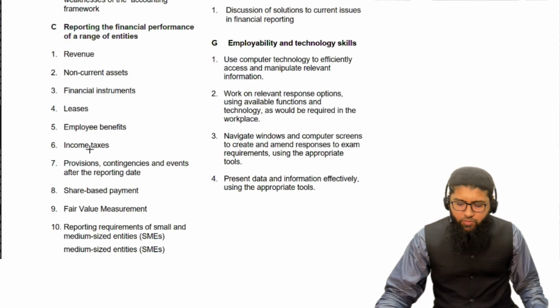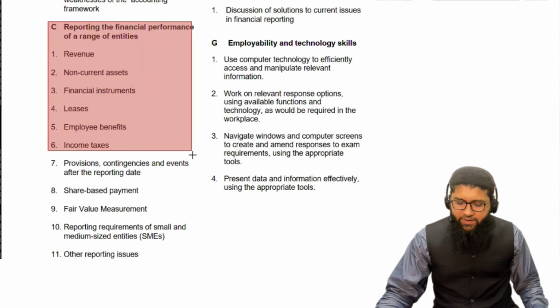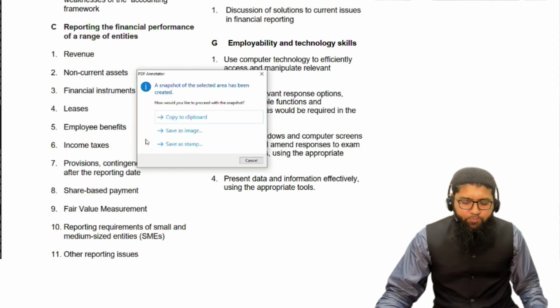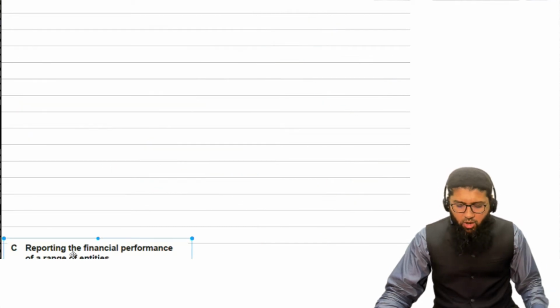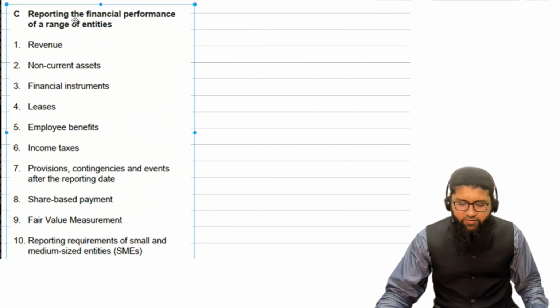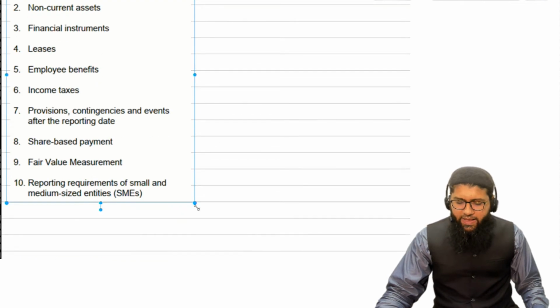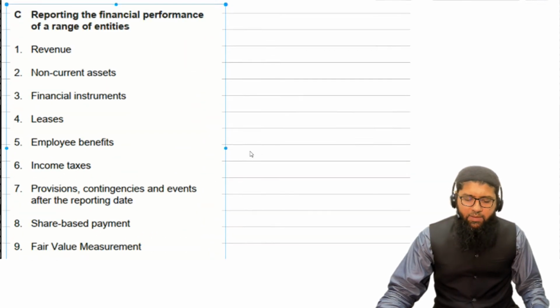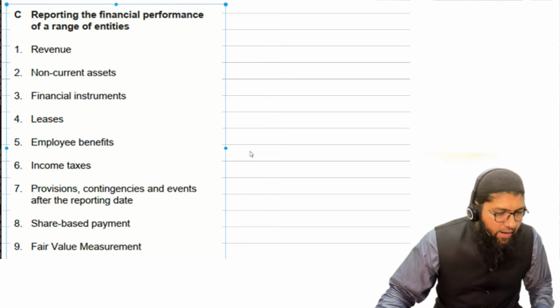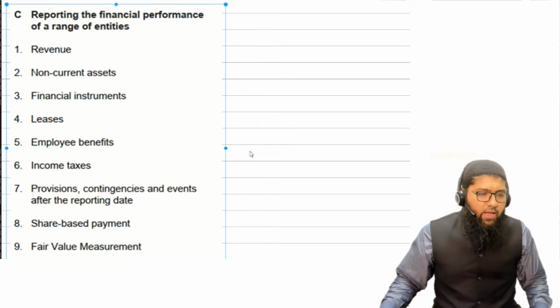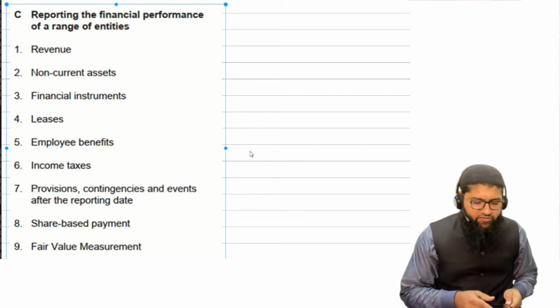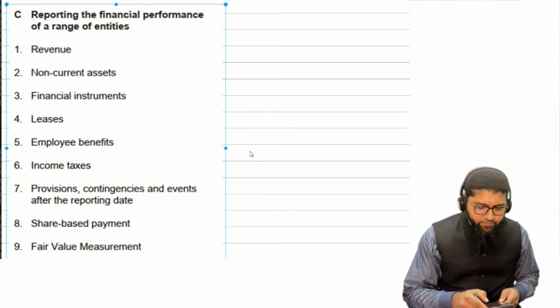Now you've got the other area, which is reporting the financial performance of a range of entities. This area has all the accounting standards that are examinable at this SBR level. Now, what are those accounting standards at the SBR level? Let's try to understand this.